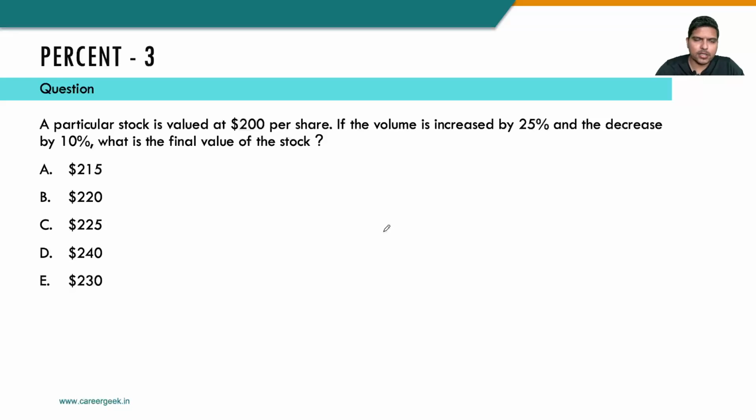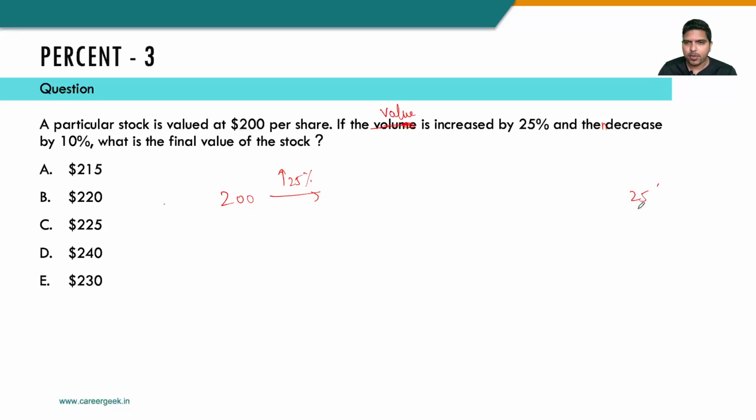We'll solve 2-3 questions. A particular stock is valued at $200 per share. So let's say this is the original value, $200. The value is increased by 25%, and then decreased by 10%. What is the final value of this stock?